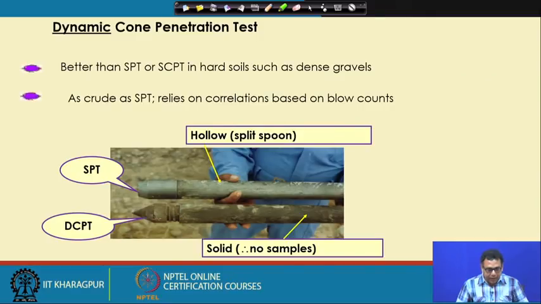The dynamic cone penetration test is better than the SPT or SCPT in hard soil such as dense gravel. And here also we have to use available correlations, like for the SPT, with the number of blows to get the soil properties. We can see these are the two: the SPT and the DCPT, dynamic cone penetration.